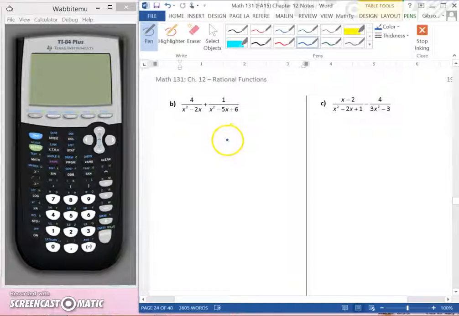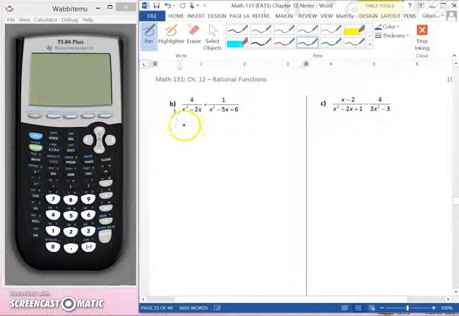So now we go here to B. Now these problems here are similar to what we've just covered. They're just a little bit more complex. So we look here first. We notice we do not have a common denominator. So first of all, before we do any multiplying, let's factor these denominators first.